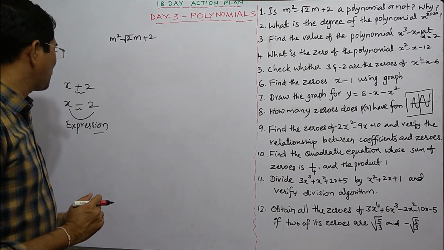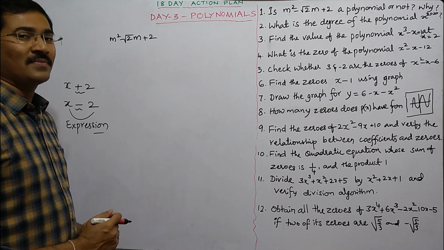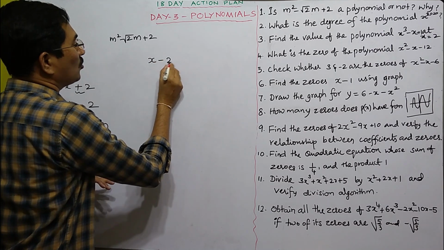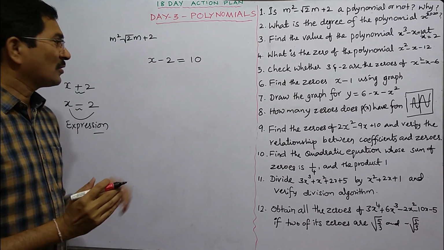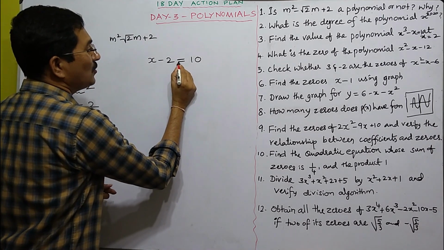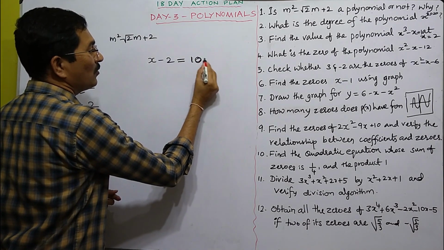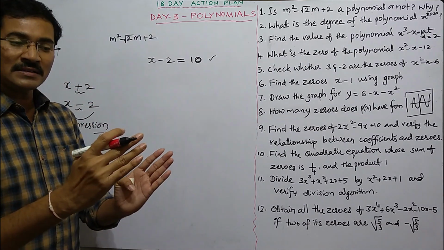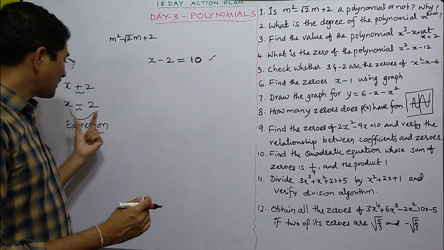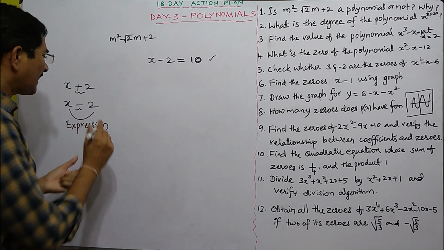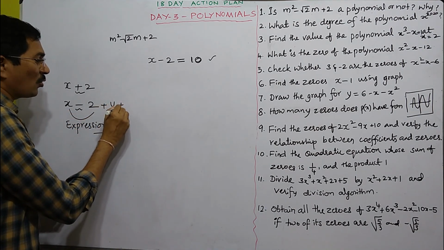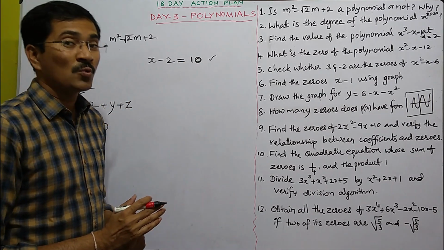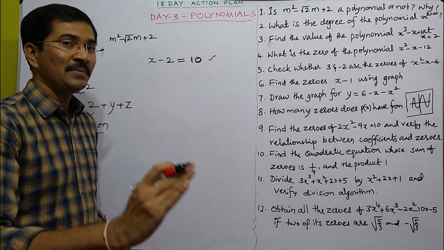Now, if this expression has a certain value, that is called an equation. How? Let us see. If this x minus 2 is equal to 10, so the expression with a new symbol is equal to some value, this is called an equation. So, from a variable or a constant or both, we get a term. From terms, we get an expression. An expression can have any number of terms. There is no limit for that. From the expression, we get an equation. So, an expression is different from an equation.